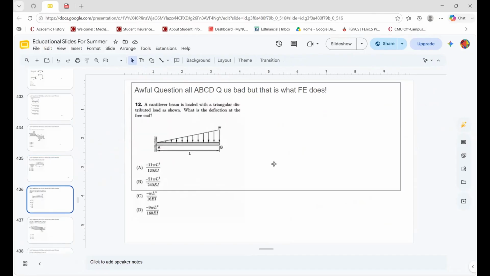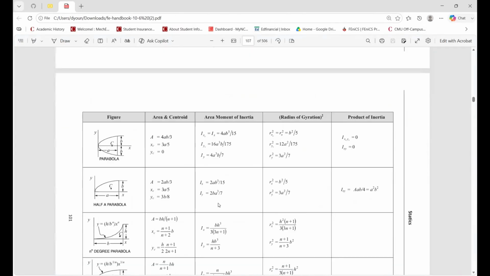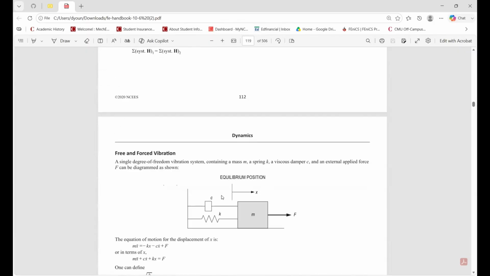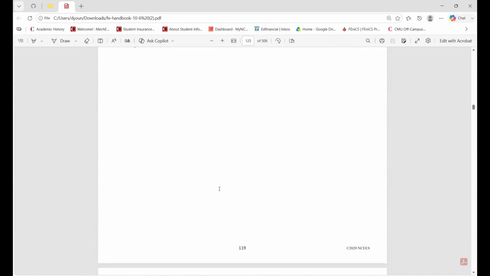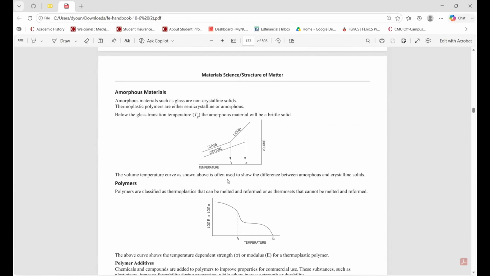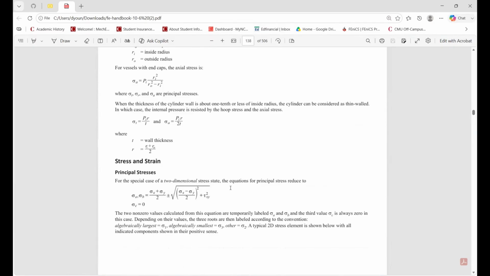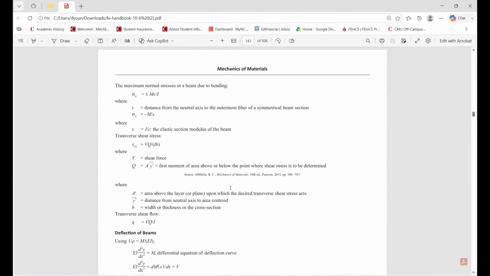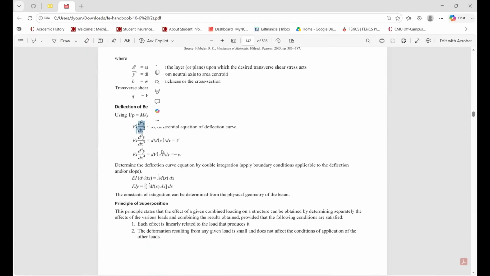A cantilever beam is loaded with a triangular distributed load as shown. What is the deflection at the free end? This requires knowledge of this equation over here, so you're going to bring up this equation and just use it. I don't know where it is actually. Ah, here it is. So this is the deflection of the beam.